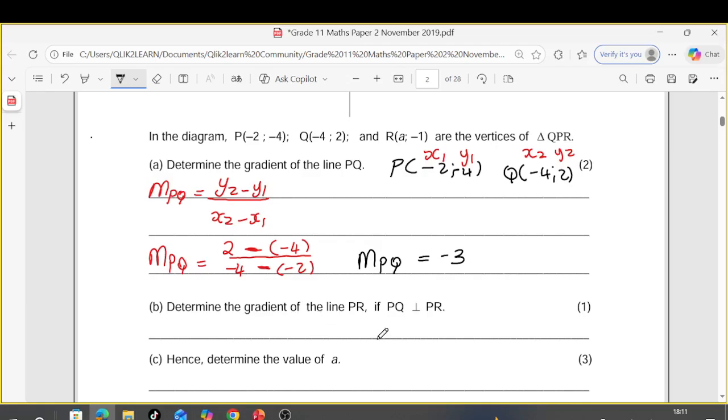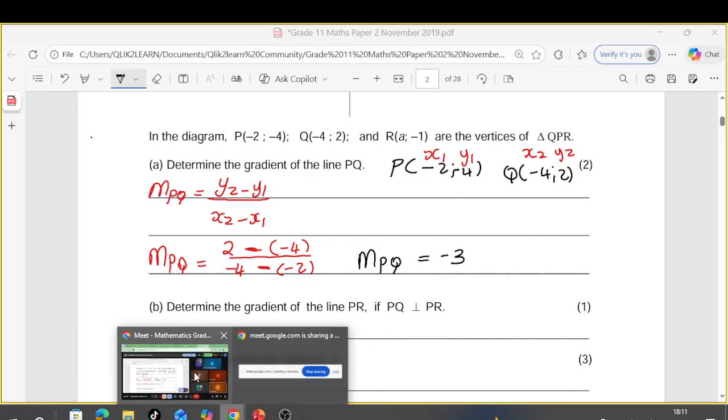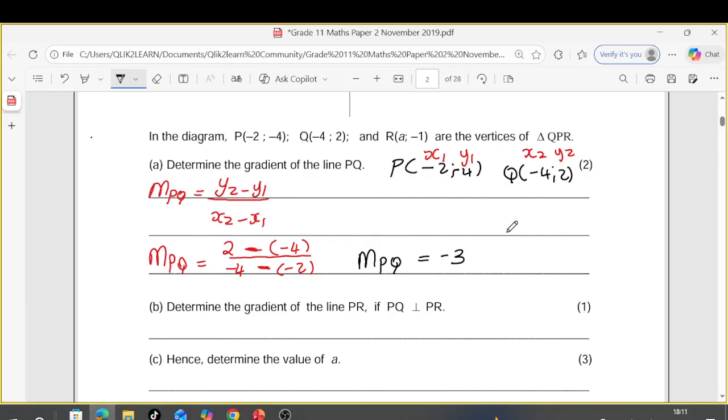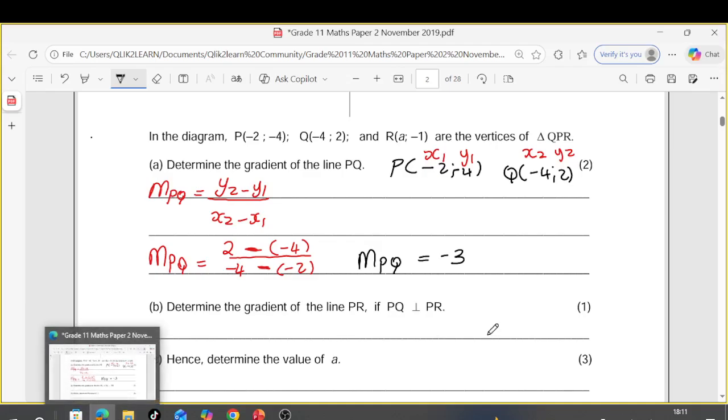Now, one thing that we need to pay attention to: y2 is 2. Oh yes, y2 is 2. Let us go and fix that. Our y2, it's y2 minus y1. Yes, we did substitute y2 as 2. Yes, we did that, so this is correct. The gradient should be what? This is our equation of the gradient.